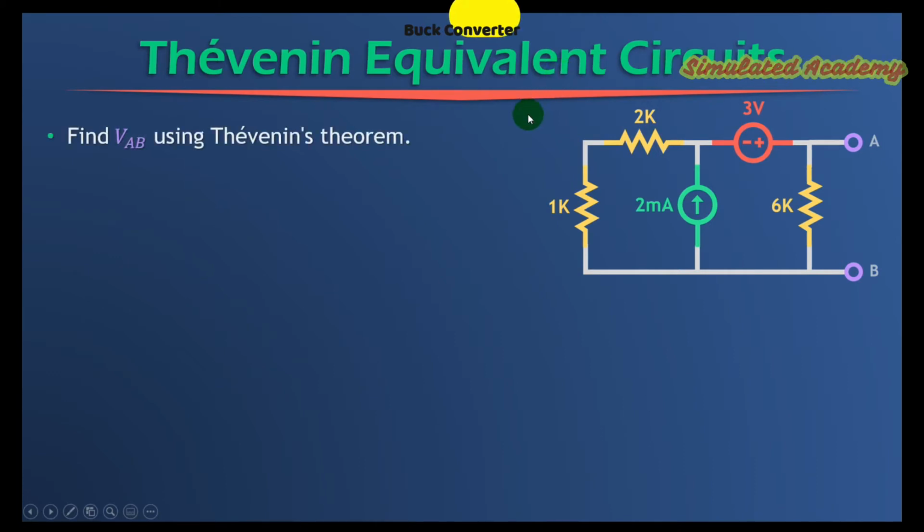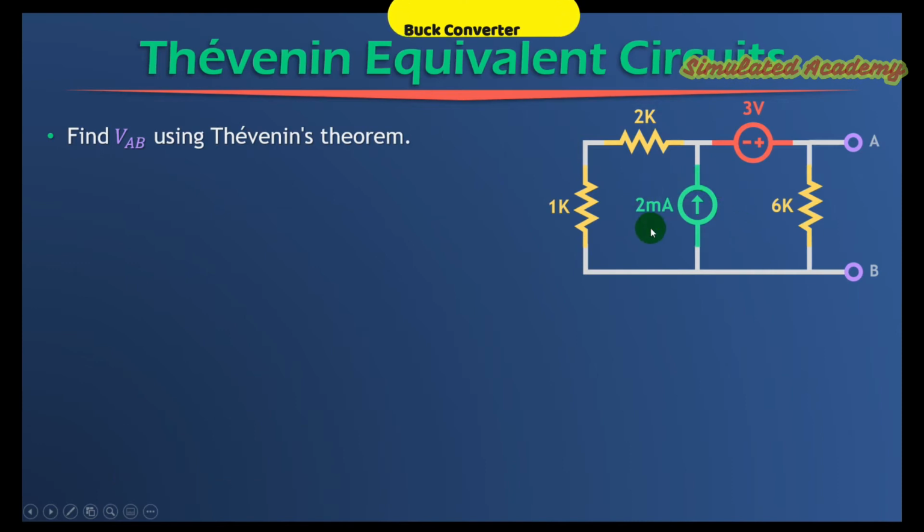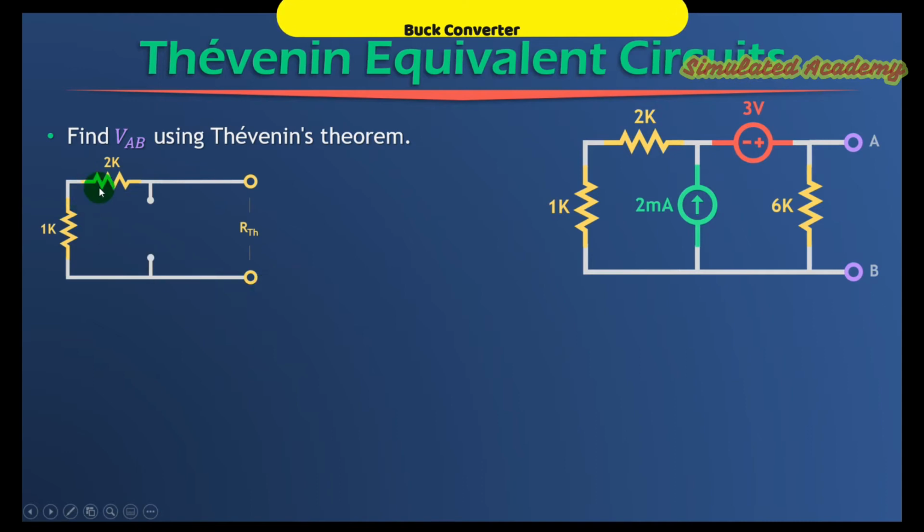So for Thevenin equivalent circuits, we need to find RThevenin. To find the RThevenin, just open the current sources and short the voltage sources. That is what I did in this figure. So I open the current source and short this 3 volt voltage source. So now I will find the Thevenin resistance or equivalent resistance between these 2 points, and this resistance is that 2k and 1k in series. So I will get RThevenin equal to 3k ohm.